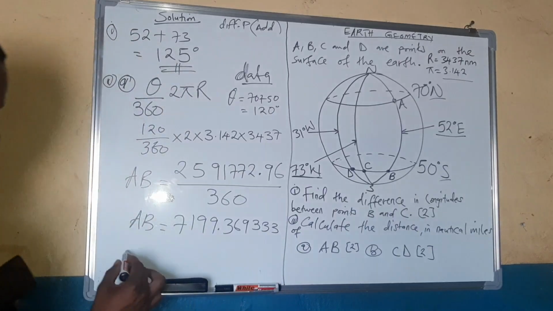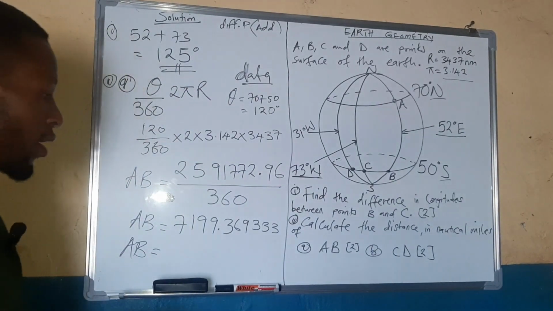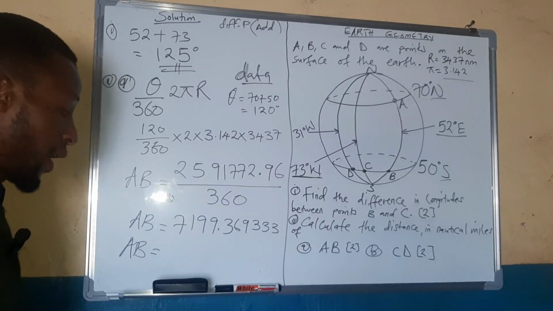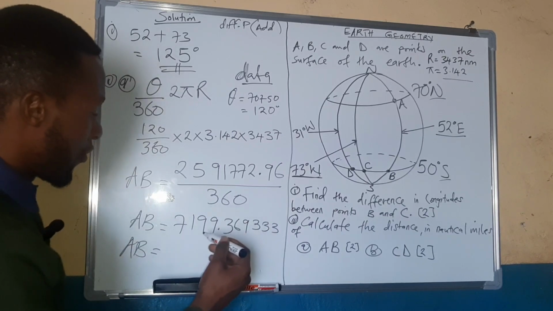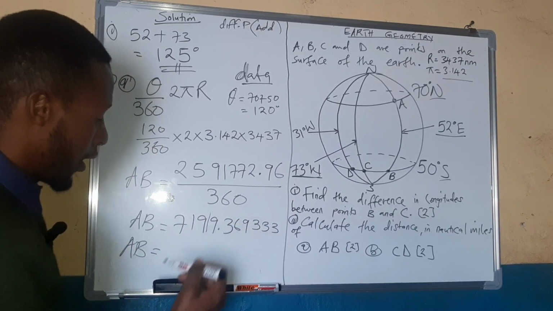7199.369333. In case you don't know how to round off, just put your units here and you end there. That is the correct value. But in case you do know how to round off, we're supposed to round off our value to 3 significant figures. So 1, 2, 3, we'll end here.